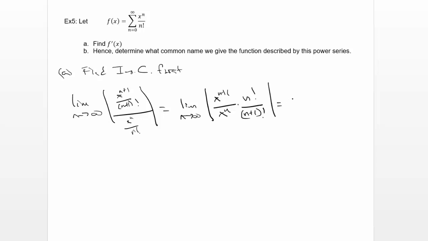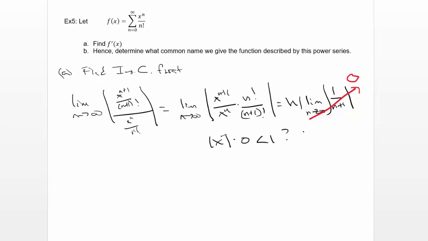This ratio we've seen plenty of times. That's the absolute value of x. N factorial divided by n plus 1 factorial is 1 over n plus 1. And the limit of 1 over n plus 1 as n tends to infinity is 1 over infinity, which is 0. Absolute value of x times 0 is less than 1.